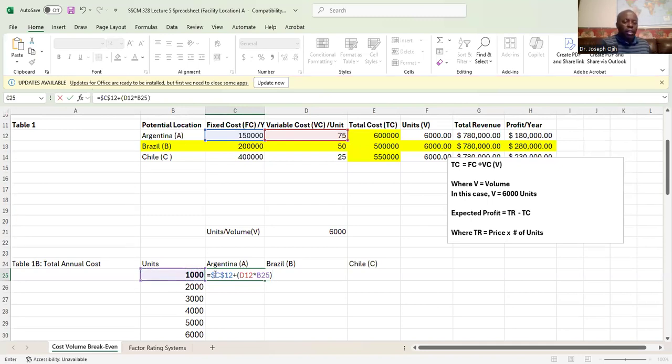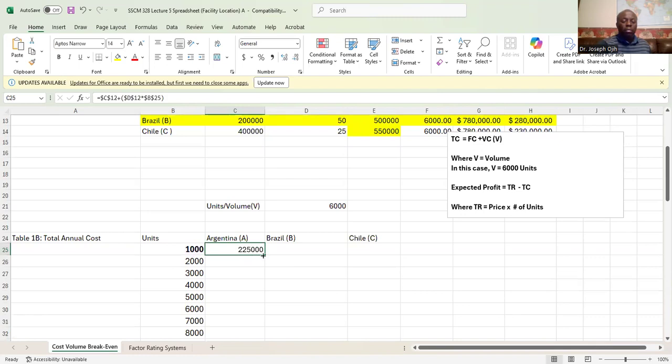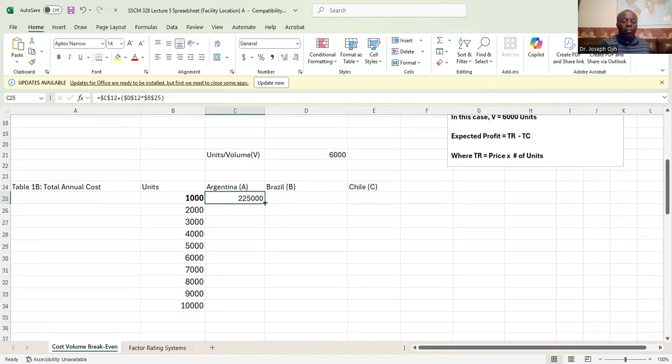Now you can freeze the cells. Freeze the cells by putting a dollar sign, and all of them, so that it will be using the same values. The only thing that changes will be the units produced. That will give us the result, and then you can just drag it down to calculate the rest of them.